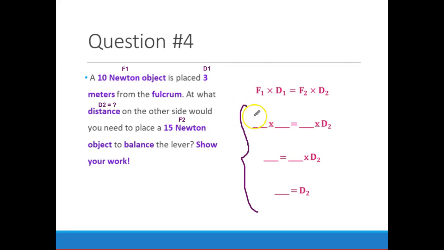So force number 1 is our 10 newtons. Distance number 1, because it's the first object. That's why I called it F1. Whereas this one down here is our second object, so I called it F2. Our distance number 1 we said was 3 meters, and our second force for our second object was 15 newtons. I'm just showing you what we already filled in. This is what you should have for question number 4. It should look exactly like this.